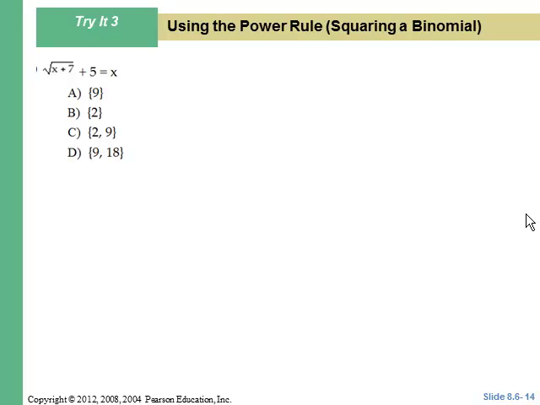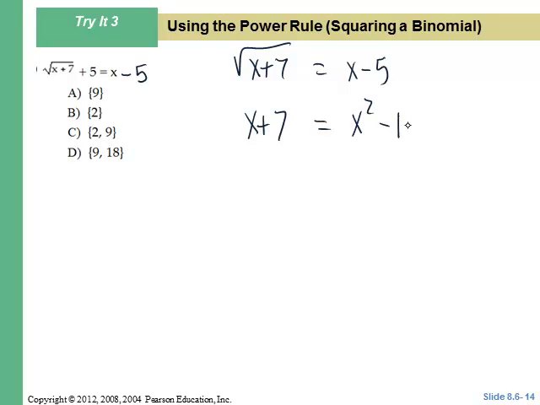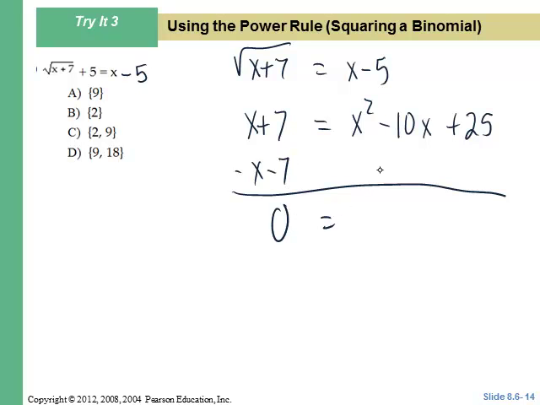How about this one? A little bit tougher this time. You actually need to subtract 5 first, so you have the square root of x plus 7 equals x minus 5. Now when you square it, you get x plus 7 equals x squared minus 10x plus 25. Subtract x and 7 from each side.